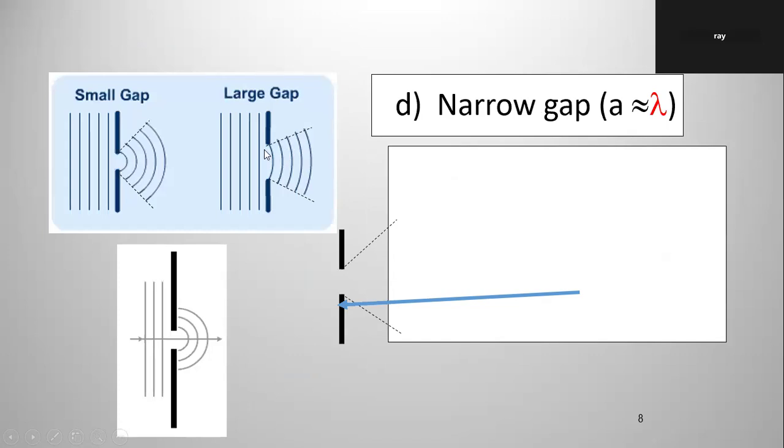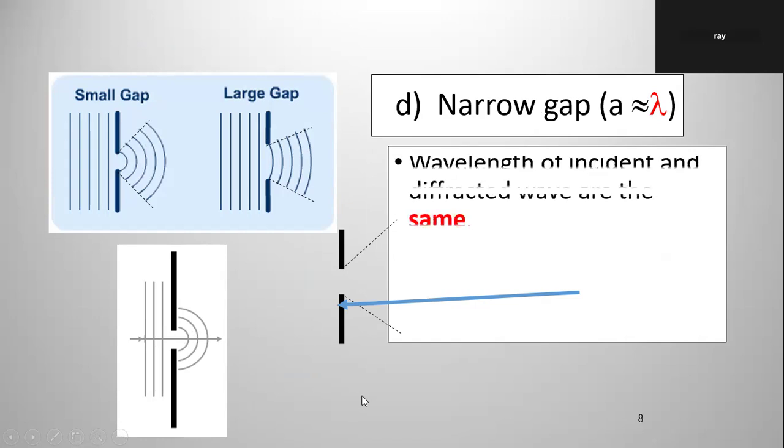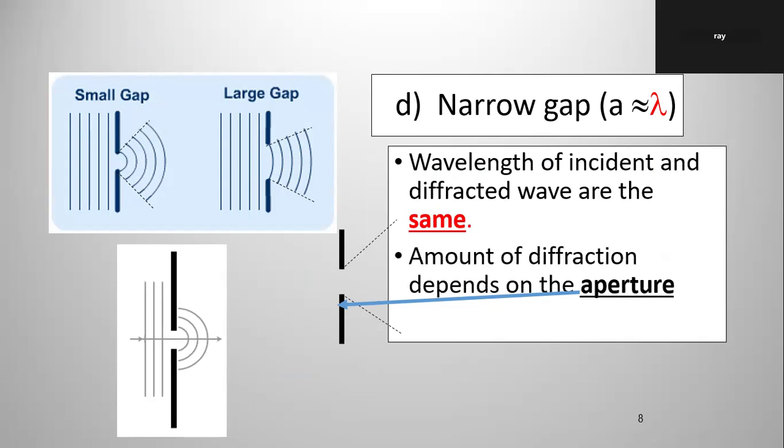So that is your large gap, and that's your narrow, small gap. If it's exactly the same size as the wavelength, then the wave will be completely spherical. The wavelength of incident and diffracted waves is the same. Wavelength doesn't change on diffraction. The amount of diffraction depends on the aperture. There is slight diffraction for a wide gap, and a lot of diffraction for a small gap.